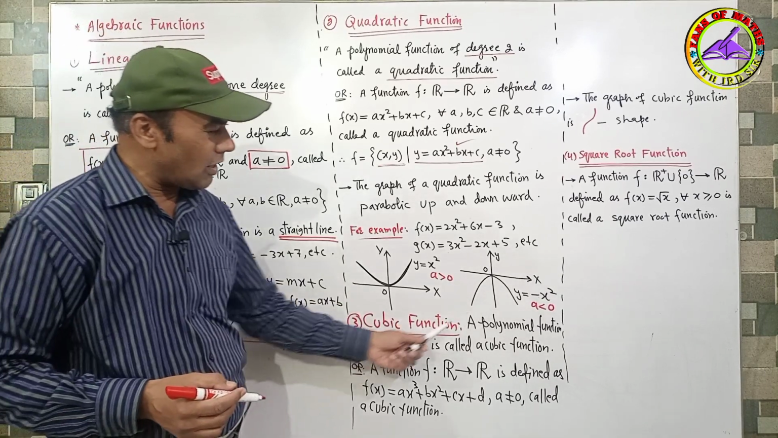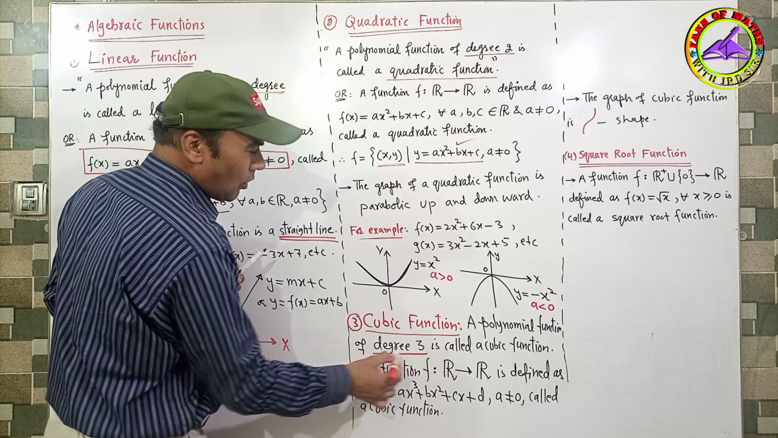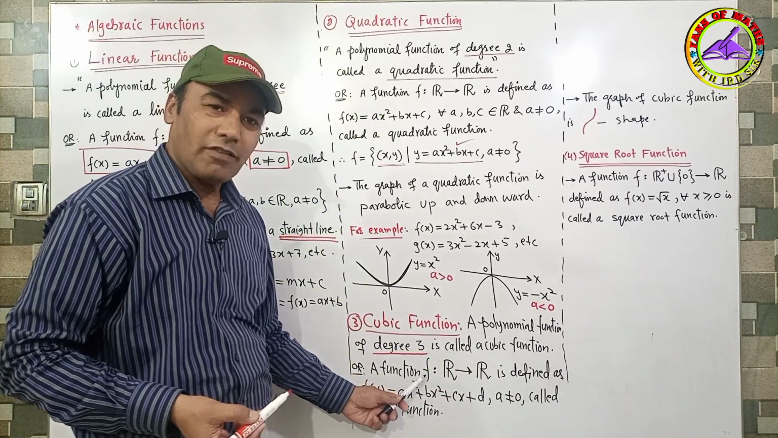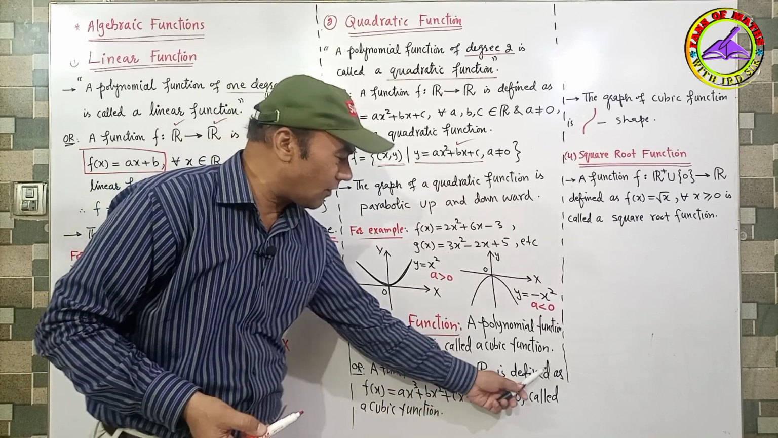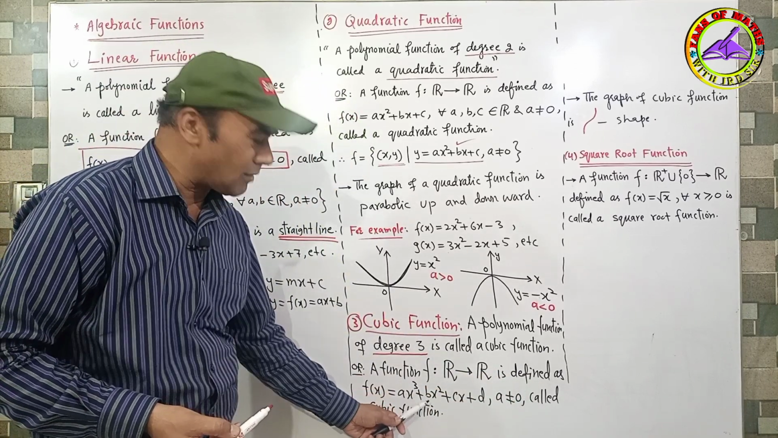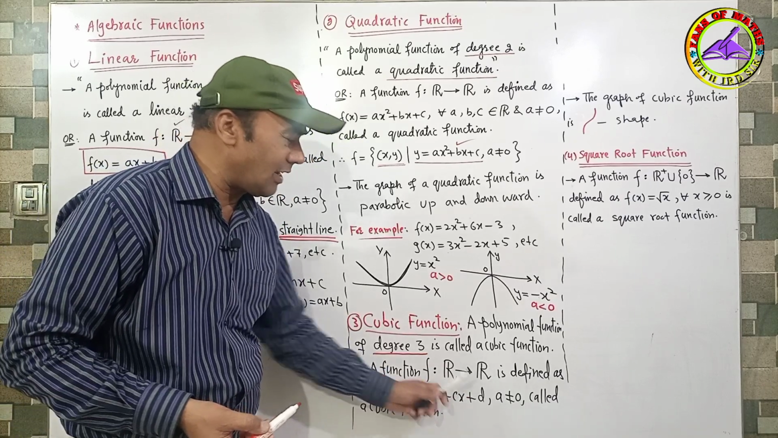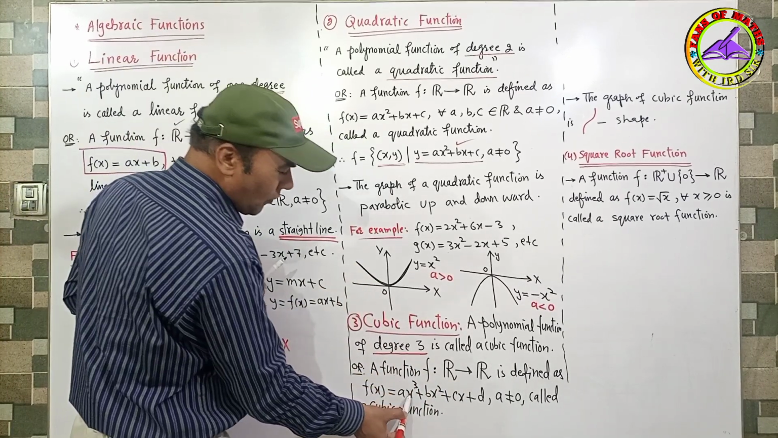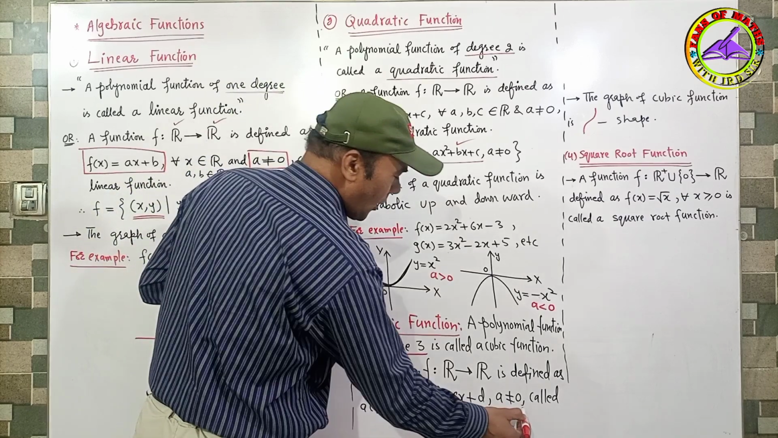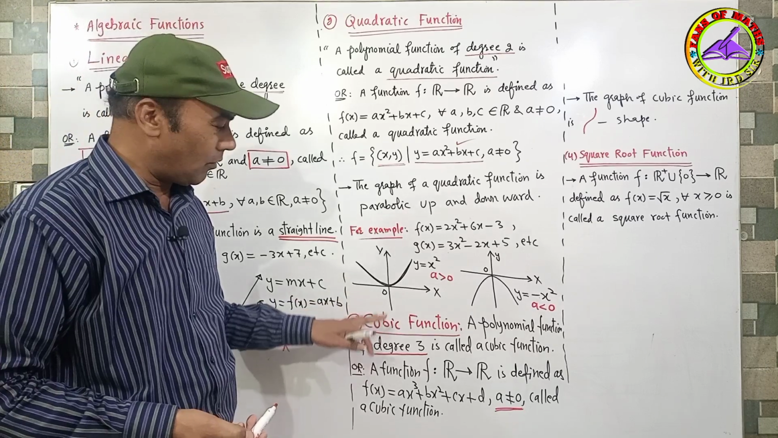Now cubic function, a polynomial function of degree 3, a third degree polynomial function is called a cubic function. A function f from R to R is defined as f of x is equal to ax cube plus bx square plus cx plus d. a, b, c, d all are real numbers, but the coefficient of cube term, x cube का coefficient जो a है, वो 0 के बराबर नहीं हो, तो इसको हम कहते हैं cubic function.